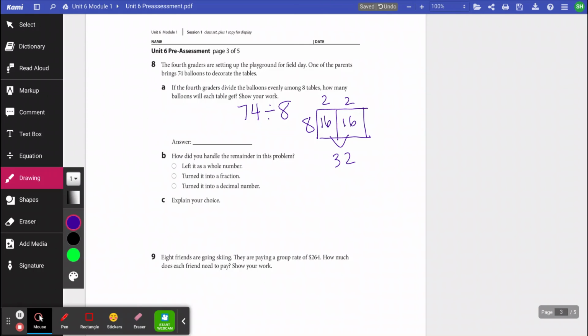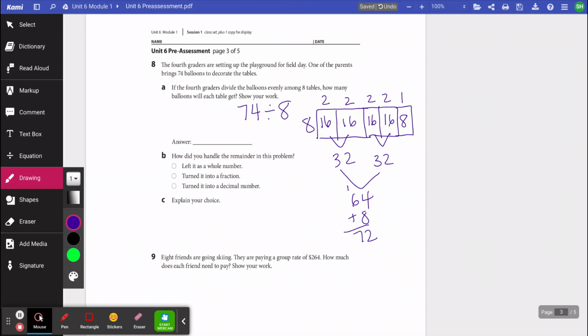We could do another 2 and 2, and then that's another 32, and between those two, that's 64. So now we're only 10 away. So if we have 10 more, we could do 8. So now we're at 72.